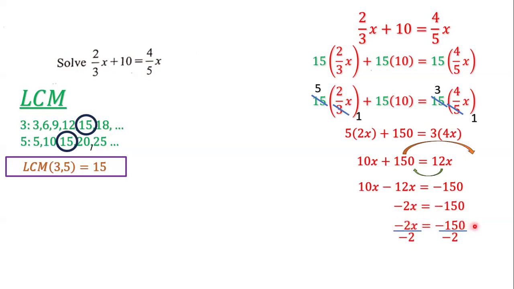Next, we divide both sides of this equation by the coefficient of x, which is negative 2. We cancel this negative 2 with this negative 2, so we get that x is equal to negative 150 divided by negative 2. And so that means that x is equal to 75. And that's the answer to this linear equation. X is equal to 75.